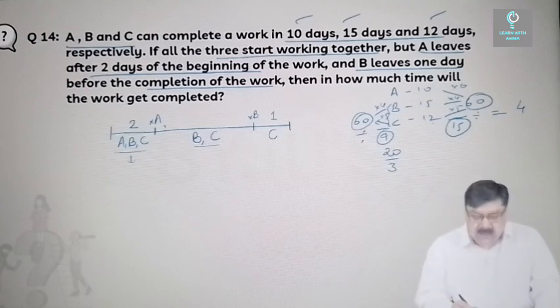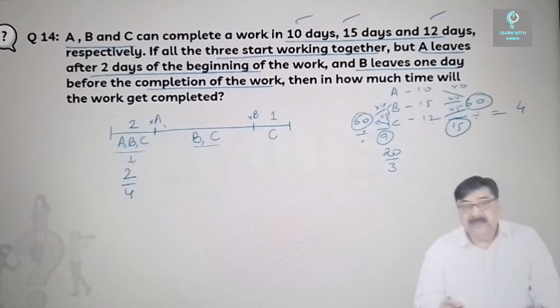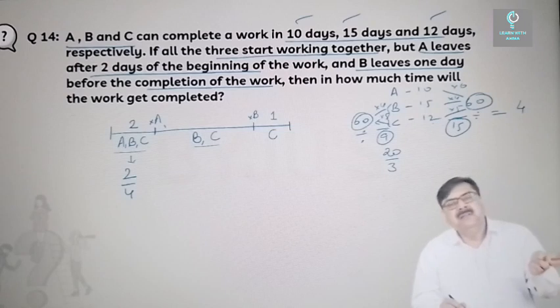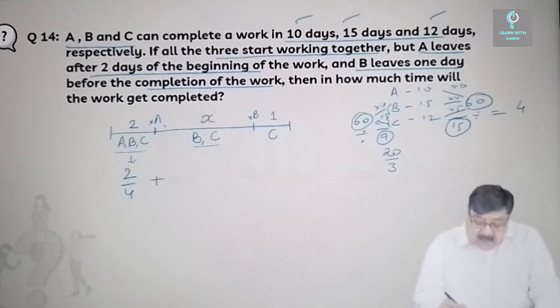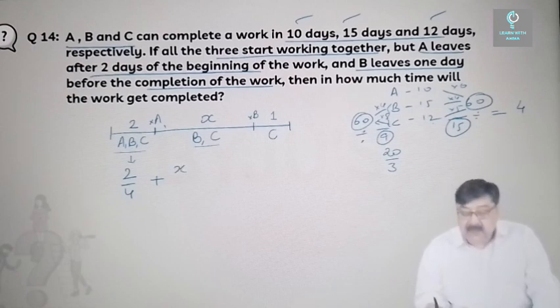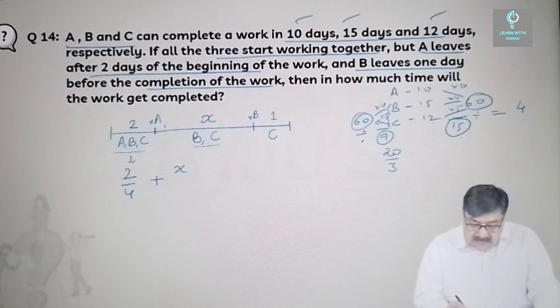Now 2 days work of A, B and C is 2 by 4, because A, B, C can complete the work in 4 days. 1 day work is 1 by 4. 2 days work is 2 by 4, which is half. Plus X days work of B and C. That is X by 20 by 3. So we have the reciprocal 3x by 20.